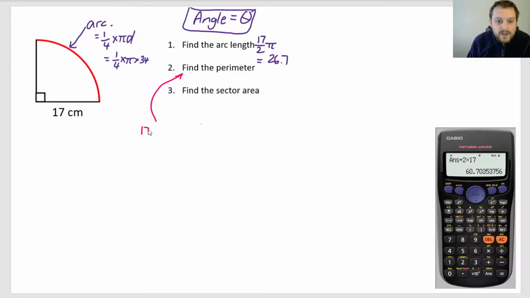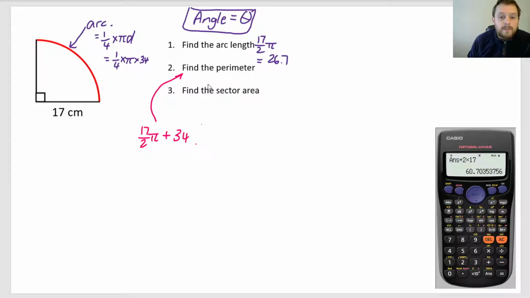Find the perimeter. So we're going to have 17 over 2 pi, which was the arc length, plus 34. And we would leave the answer like that if it wanted it in exact form. Obviously, if it wanted it rounded, you press the SD button and just write it.